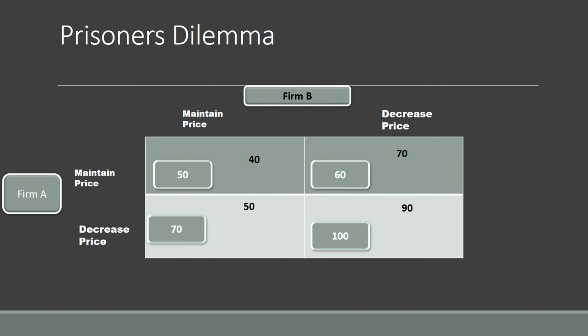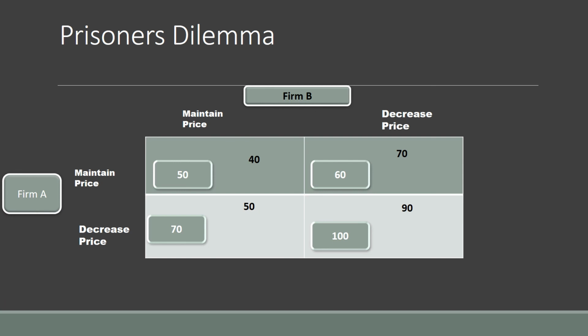Keeping in view the previous scenario of the prisoner's dilemma, I've given you a practice question for an oligopoly firm. Suppose there are two firms, firm A and firm B. We're not interested in knowing what product or service they're dealing with, but we must know their dominant strategy. Like the previous case where the prisoners had to decide whether to confess or remain silent, here the firms have to decide whether to maintain prices of their product or decrease the price. Both firms have the same options but different payoff matrices.